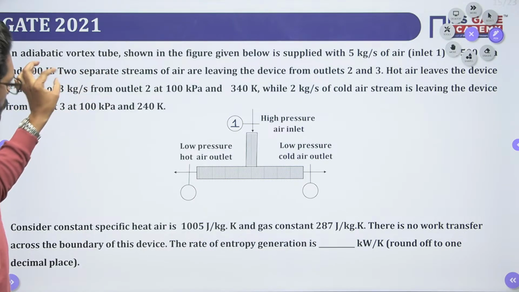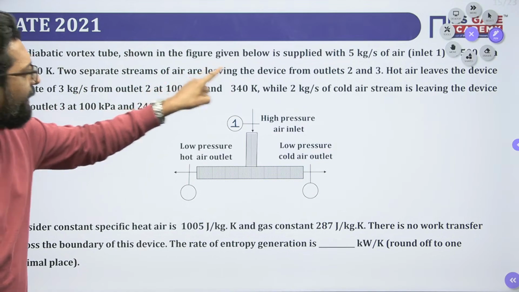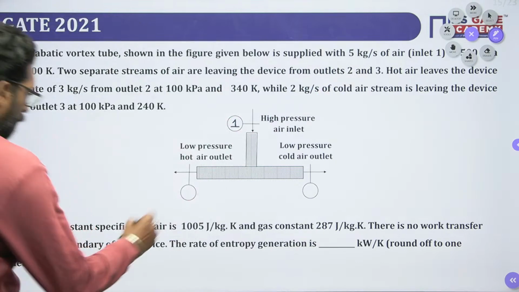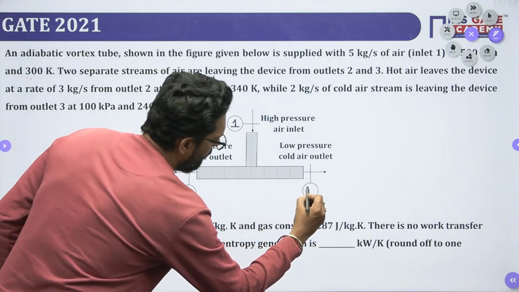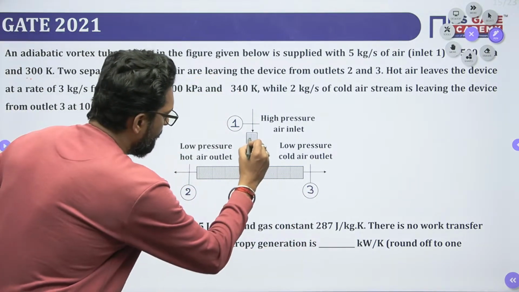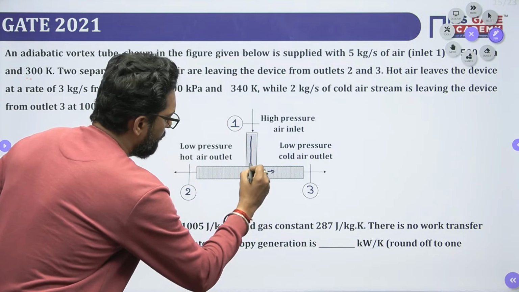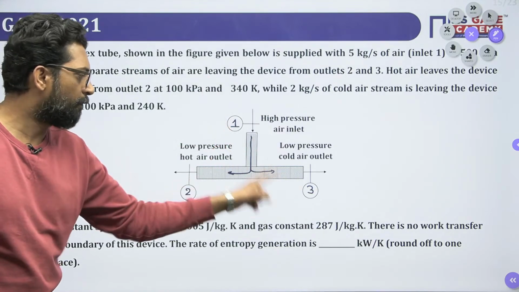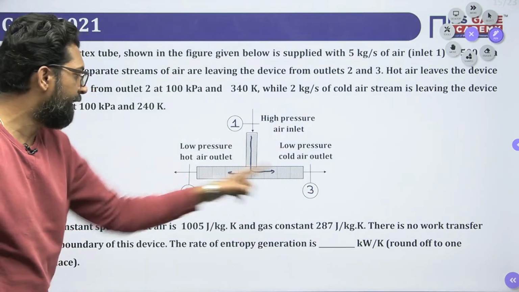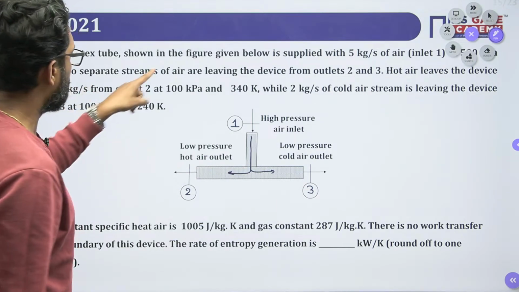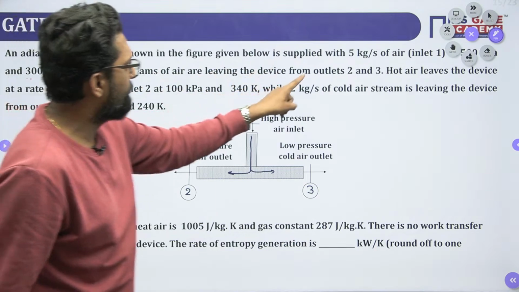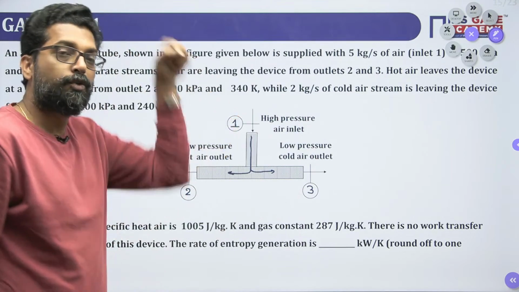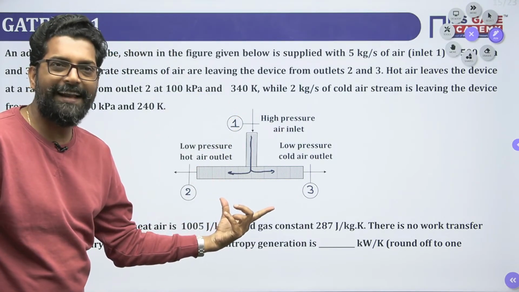Two separate streams of air are leaving the device from outlet 2 and outlet 3. So this is your outlet 2 and this is your outlet 3. The fluid is coming here and it is split. Some part of the fluid entering at 1 will go to outlet 3 and the remaining to outlet 2. So 2 and 3 are outlets and 1 is the inlet.